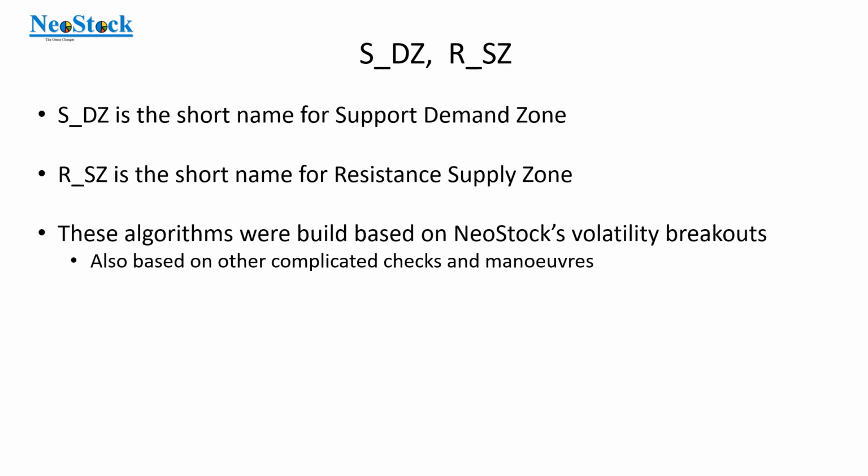That's why this is a time-consuming algorithm. It will do a lot of internal processing, and finally it will identify those zones, S_DZ and R_SZ. That is the reason why their success rate is also high compared to the other high liquidity types. And they work well on all time frames.